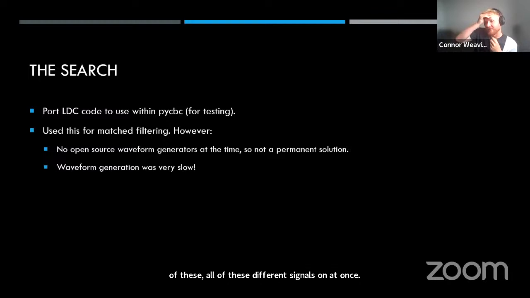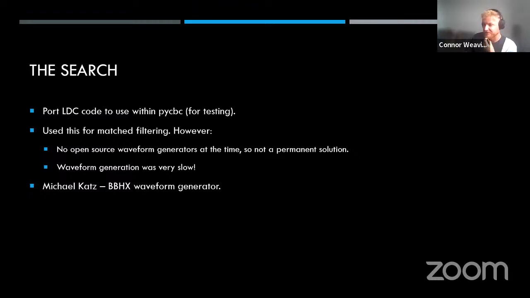Previously, we were using code which we wouldn't be able to implement into PyCVC because it wasn't open source. However, a big shout out to Michael Katz, who released his fast waveform, well, fast TDI generation code, BBHX, and that's what we are using as our waveform generator within PyCVC for all of this stuff, right? So yeah, the template bank generation is done with this waveform generator and the inference as well. When we're generating new templates, it's all using his waveform generator.